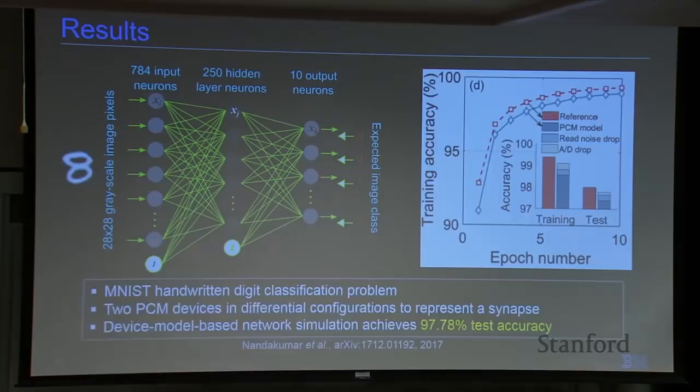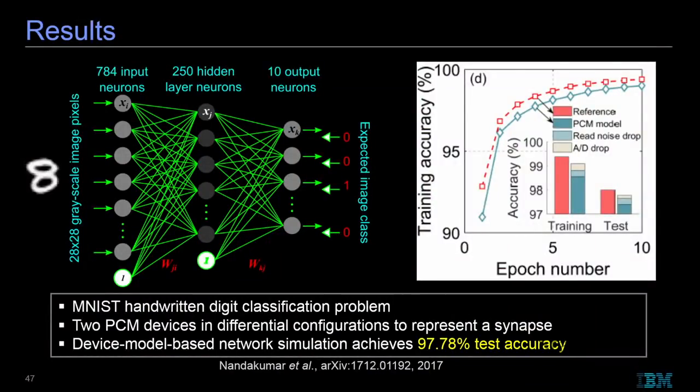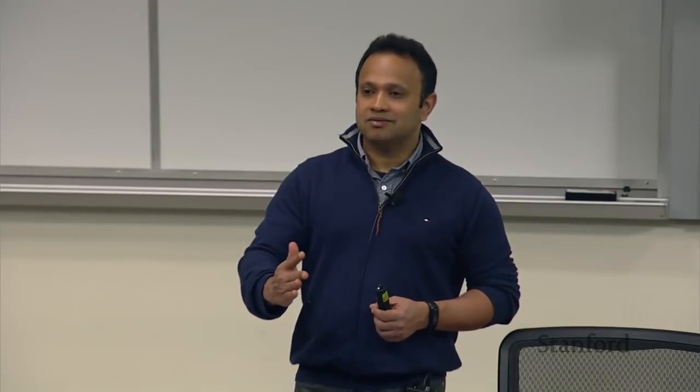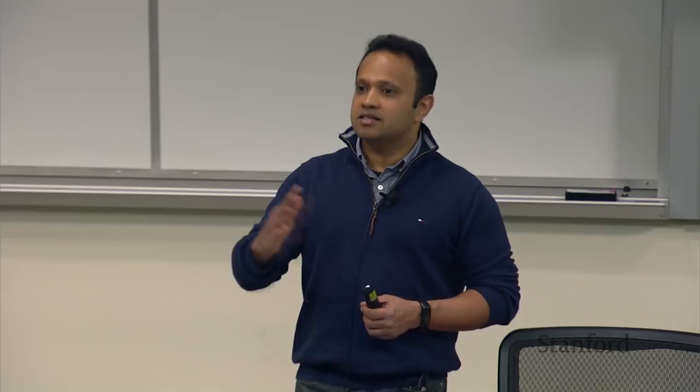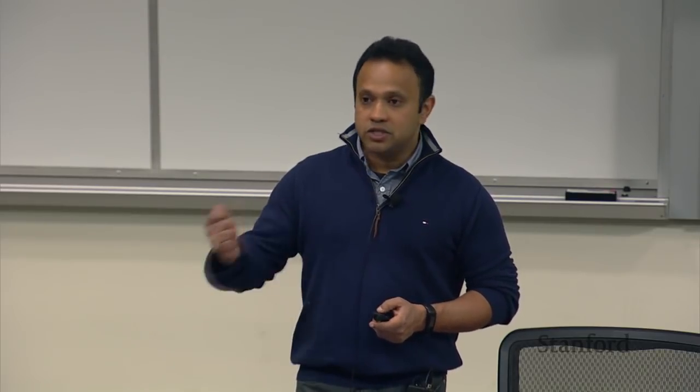I'll show you an example of how it works. We took an MNIST handwritten digit classification problem. These are the input neurons, and these are the outputs, telling you which digit it is. We used PCM devices as the synaptic weights, and as you see here, this is the training accuracy as a function of the epoch number. After the training process, the network is able to achieve 97.78% accuracy, which is quite respectable. So this is really interesting. We are able to perform all the forward and backward propagation in place using the memory devices, and only accumulating the weights in high precision. Again, it's a classic mixed precision in-memory computing approach, which leads to this very nice performance.